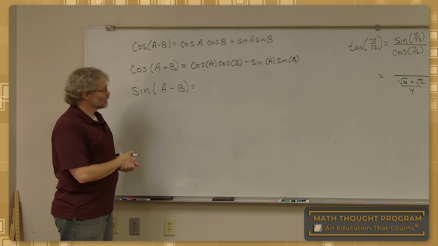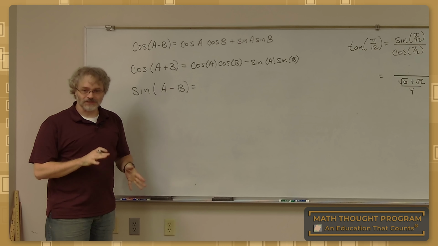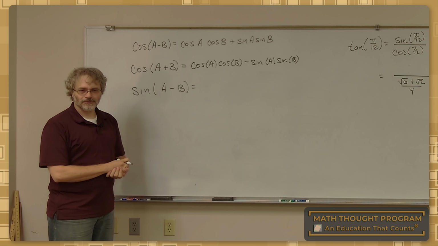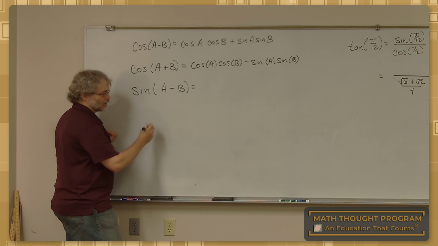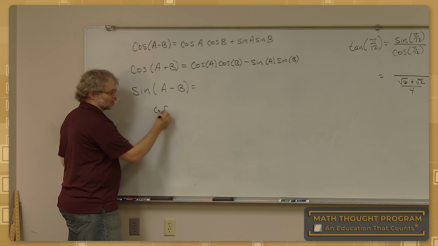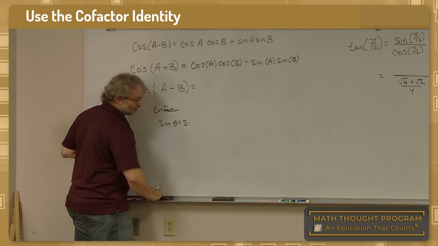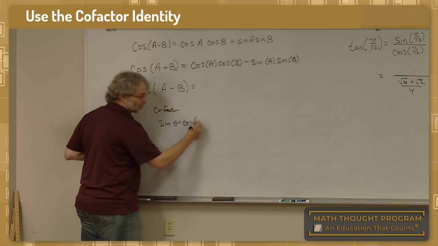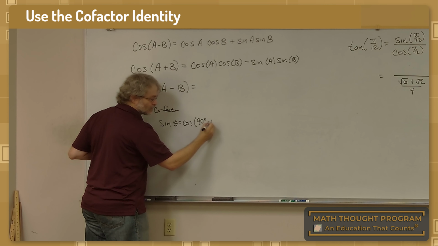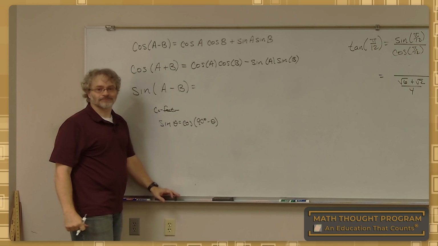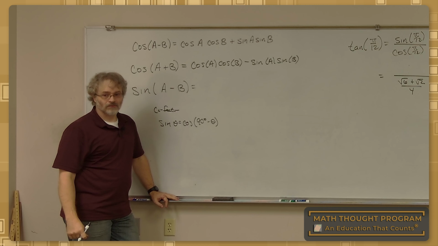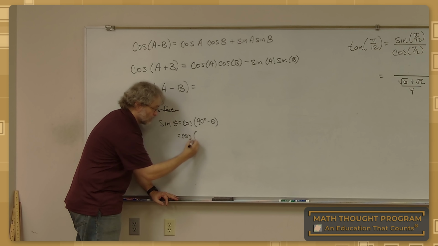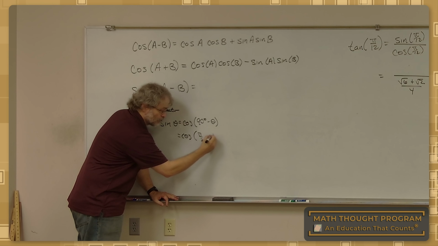Well, what do you know about sine as it relates to cosine? You guys remember some identities? How about those cofunction identities? I can take the sine of theta and recalibrate it as cosine of 90 degrees minus theta. Or if you want it in terms of radians, that's pi over 2 minus theta.